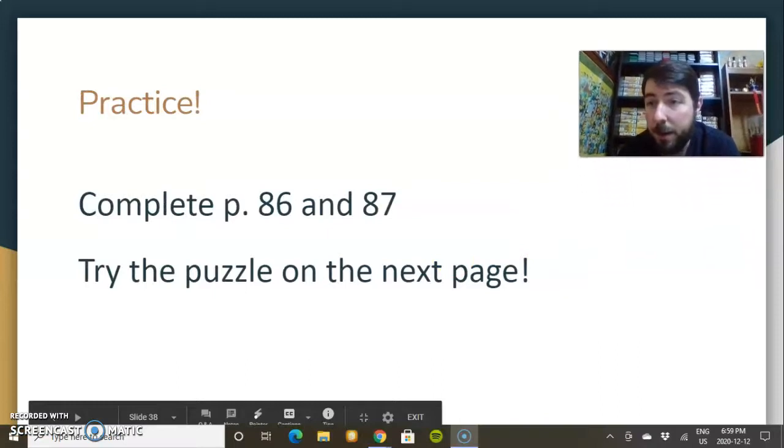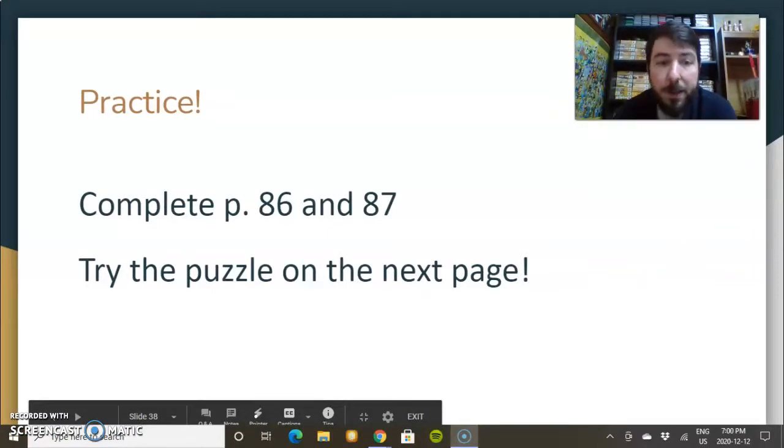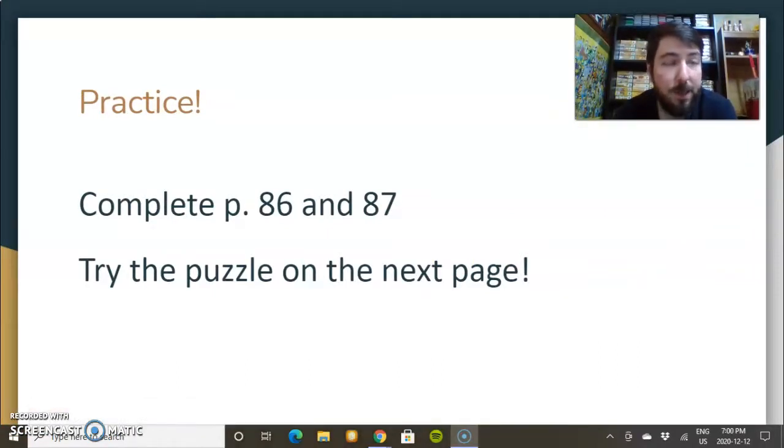So there are some practice questions for you to try on page 86 and 87 if you are working through the notes package. If you'd rather do the online assignment, there will be a link posted in the Google Classroom. If you're doing the notes package, you can also try the puzzle that's on the last page. That one is more of a review of everything that we've talked about so far about powers and exponents.